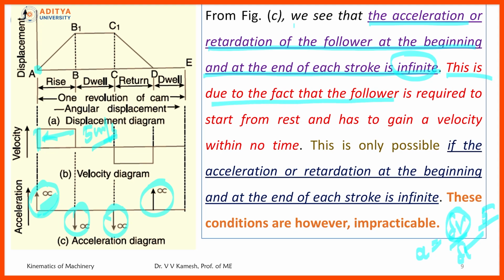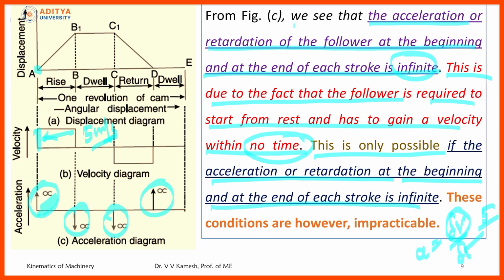This is due to the fact that the follower is required to start from rest and gain velocity with no time. Practically it is impossible, so we take a fraction of a second, for example 0.001 second. If the acceleration or retardation at the beginning and at the end of each stroke is infinite, these conditions are impracticable. So this is actually the ideal displacement, velocity and acceleration diagram. Practically there will be some deviation because the engine has to be given sufficient time.